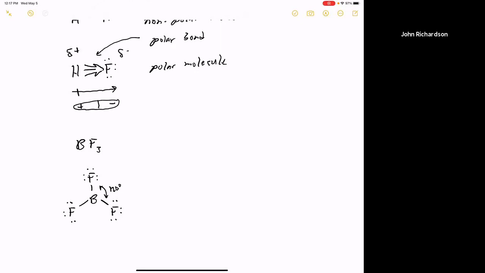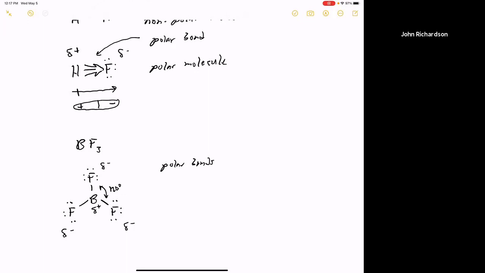So I'll just focus on one bond here. I've got a delta negative on the fluorine and a delta positive on the boron because fluorine is a lot more electronegative than boron is. I can do the same out here for this fluorine, and I can do the same for this fluorine. So obviously, I have a polar bond, or a series of polar bonds here. But what about the molecule?